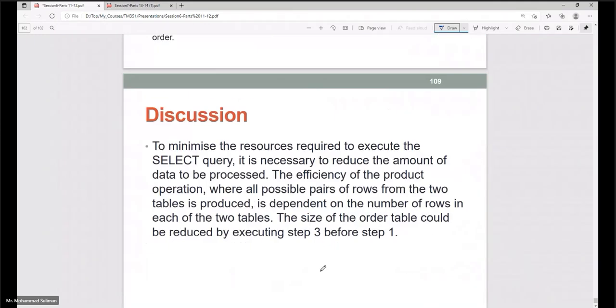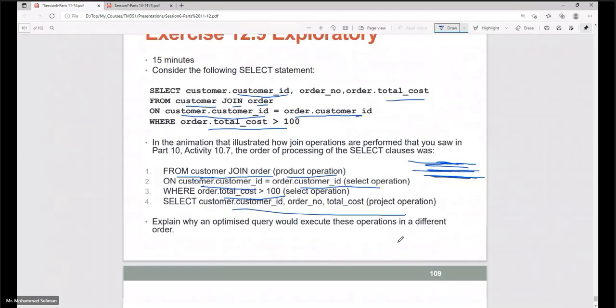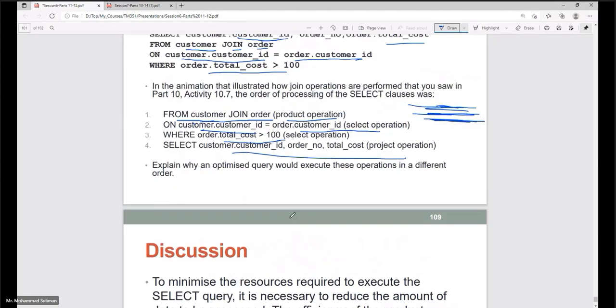So to minimize the resources required to execute the select query, it is necessary to reduce the amount of data to be processed. The efficiency of the product operation, where all possible pairs of rows from two tables are produced, depends on the number of rows each of the two tables has. The size of the order table could be reduced by executing step 3 before step 1, that is, by executing the where clause before executing the from clause. This will reduce the size of the order table. So that is optimizing the queries. The DBMS will optimize that.